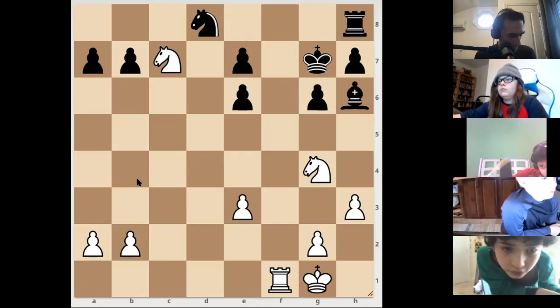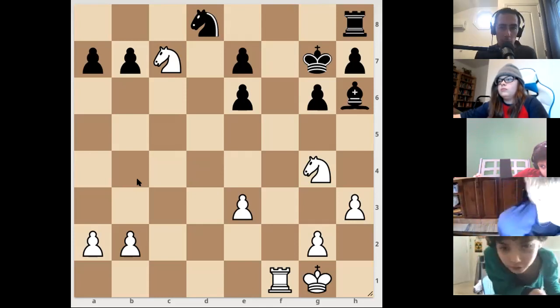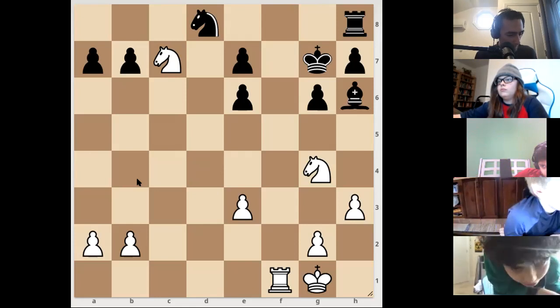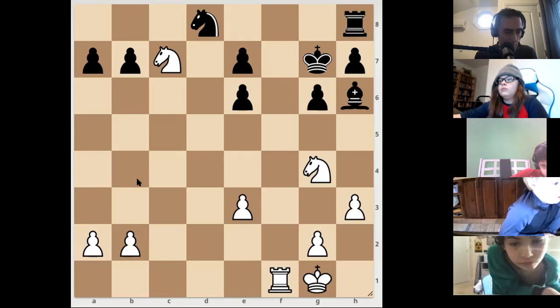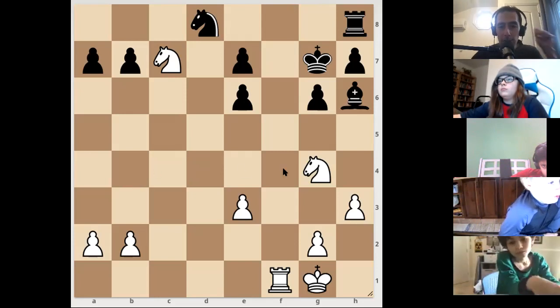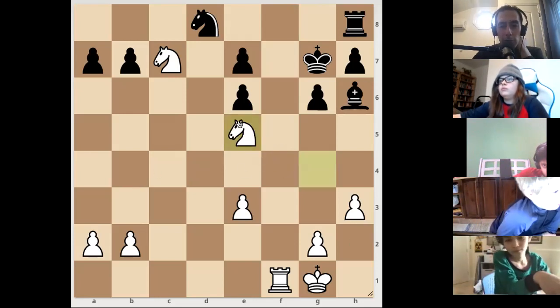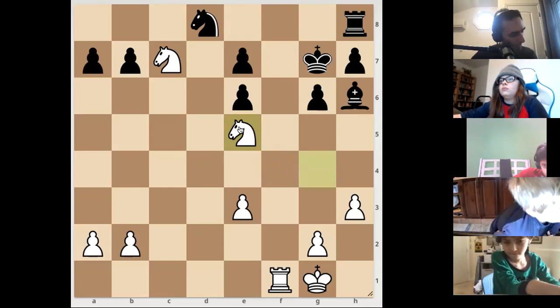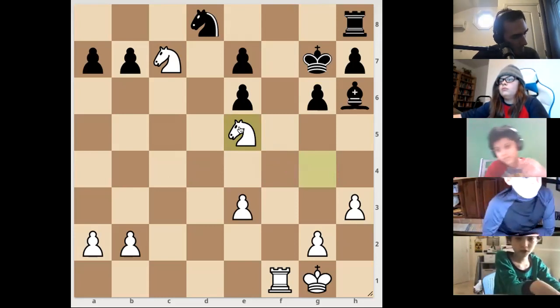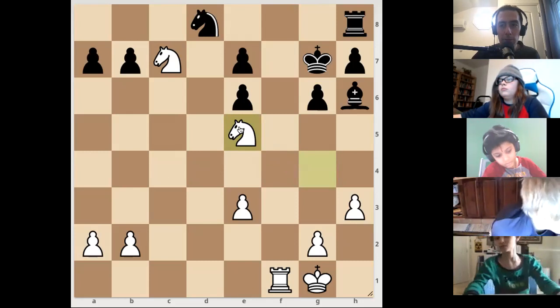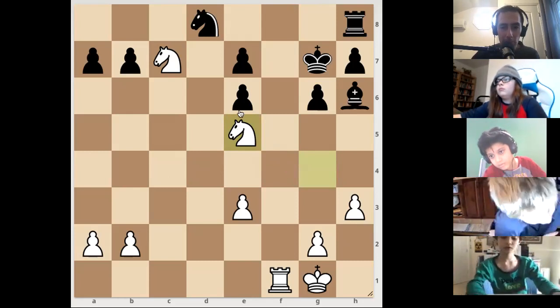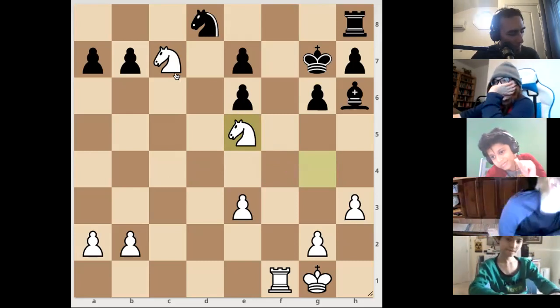I can't even tell. Although I do think it is knight e5. Knight to e5. Okay, so knight e5. What do you think, everyone? Good move or bad move? Good move, I think. What does everyone think? Good move? You think so? Yeah. Not a good move. What can black do? Why is that not a good move?